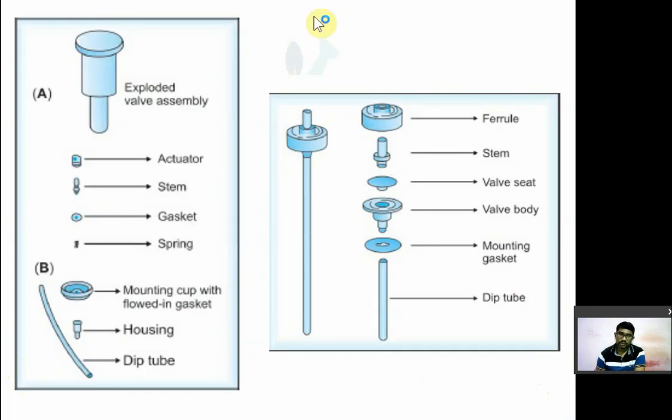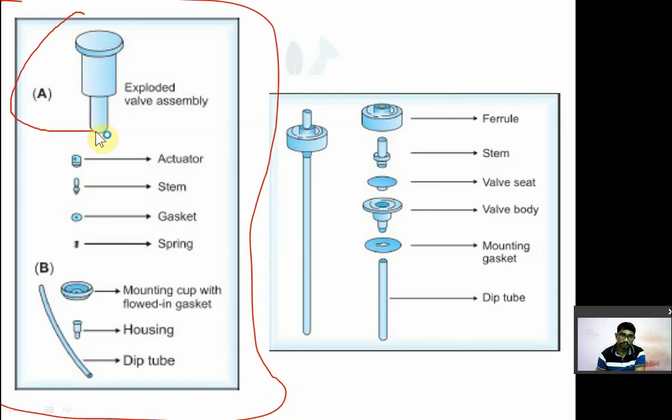Okay. You can see it is a valve जो diagram है. Diagram is of a single valve. इसमें exploded valve है. इसमें रहेगा actuator, stem रहता है, gasket, spring. Okay. Then this is known as a dip tube, made up of polyethylene or polypropylene, then housing, okay, mounting cap. ये सब assemble करके एक valve बनता है.